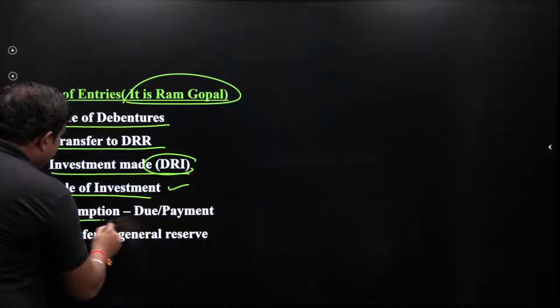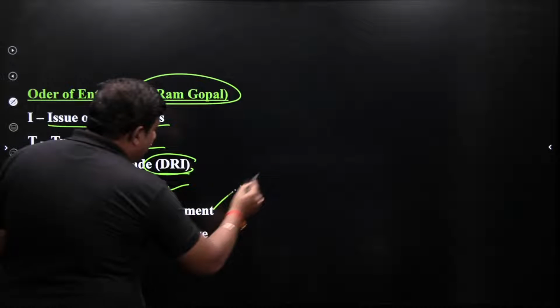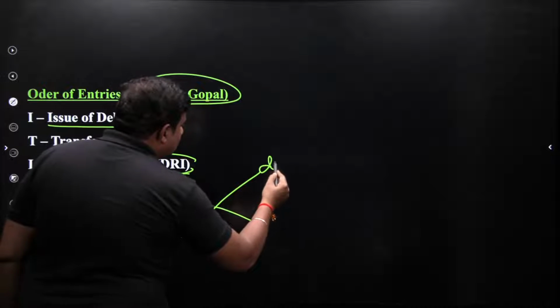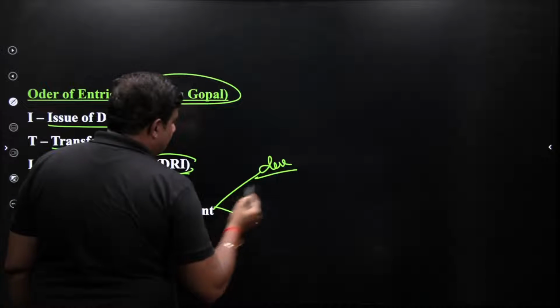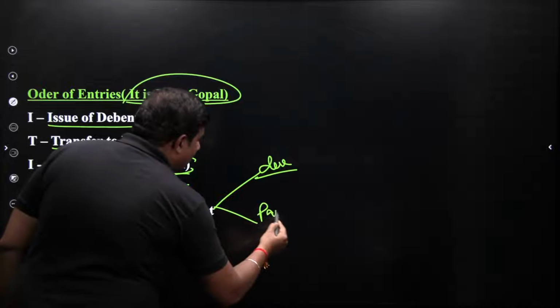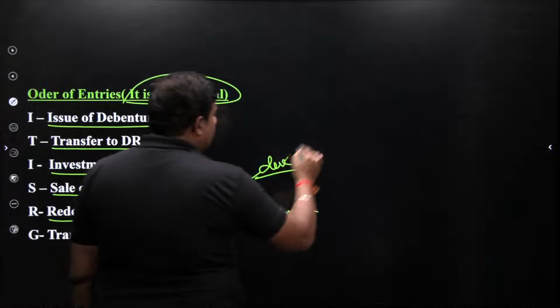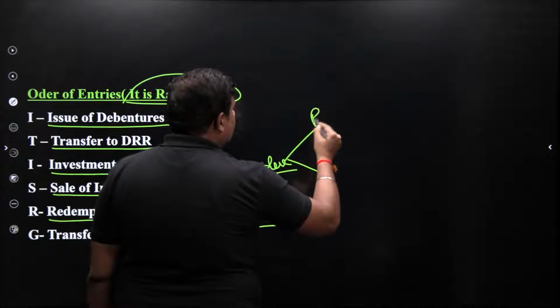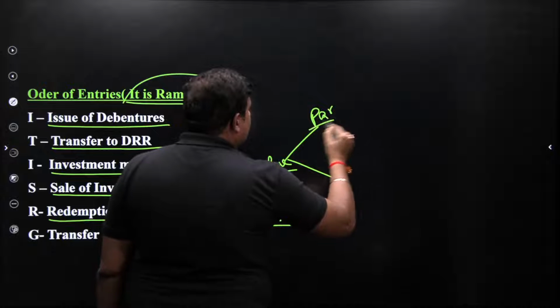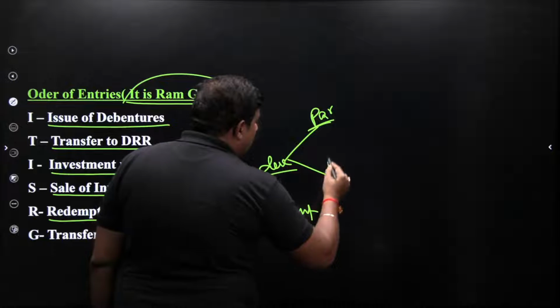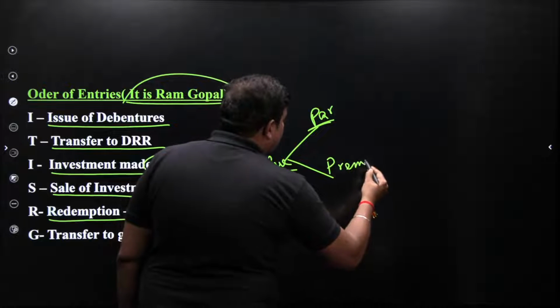And next, redemption of debentures. Here you have to pass two entries. First you have to pass the entry for due, and second you have to pass the entry for the payment. When I am talking about the due, it can again be of two types: when the redemption becomes due at par, and when the redemption becomes due at a premium.